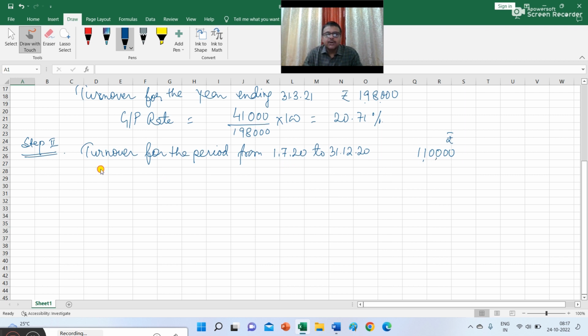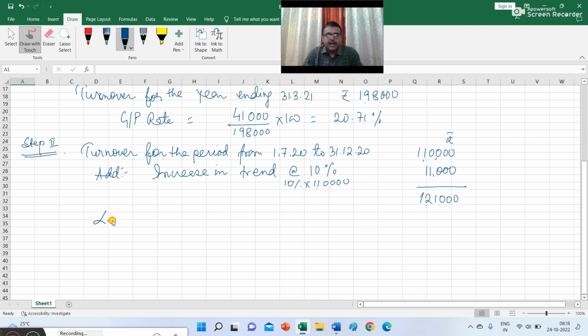And there is an increase in trend of 10%. So you have to add up 10% of 1,10,000, which is 11,000. So it is expected that in the current financial year, your sales during these 6 months, from 1st July 21 to 31st December 21, would have been 1,21,000. So this is the expected sales for the current year.